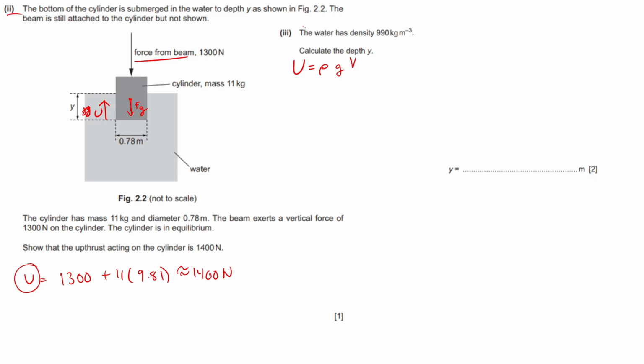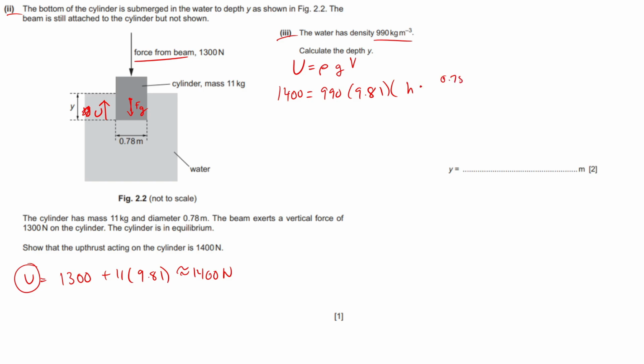And we just solved for the upthrust from before, so we can simply substitute in. I think that's what I do here. So it's going to be 1400 is equal to rho, which is given there, 990, multiplied by 9.81 gravity constant, and then V. So the volume that is submerged is the height multiplied by the cross-sectional area.